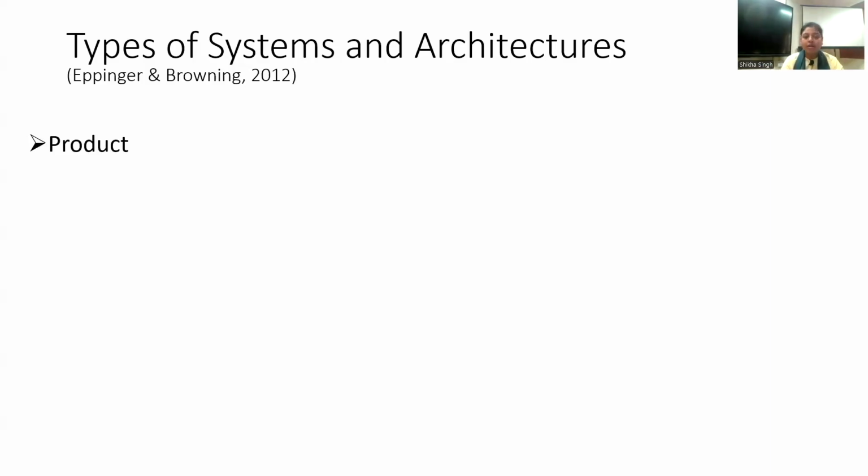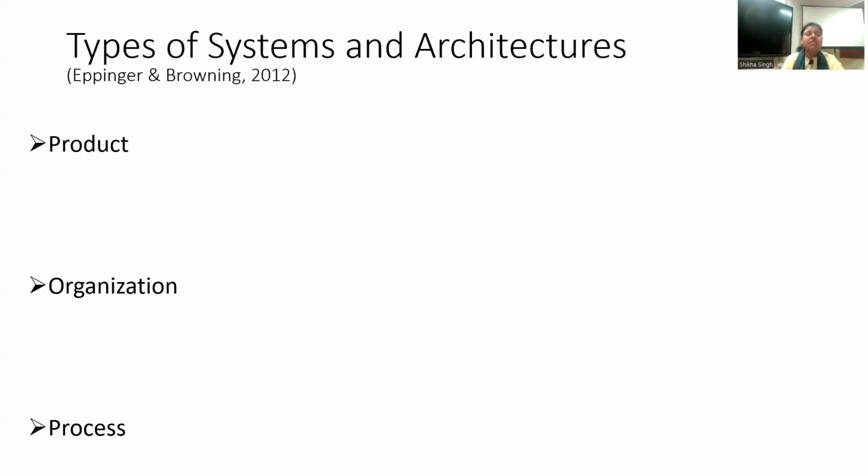So there may be product. Product can be behaving as a system, then organization or process. So these three are the major ones. Depending on the context, there may be some more systems, right? So we'll be studying three major ones. These are suggested by Pinger and Browning, right?